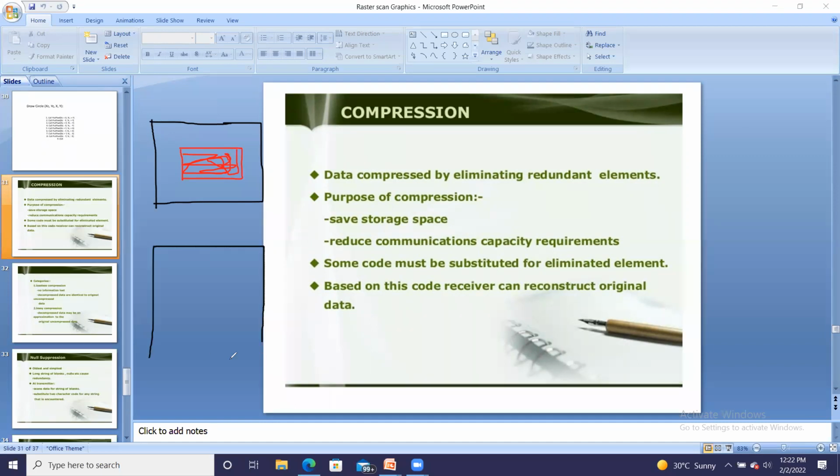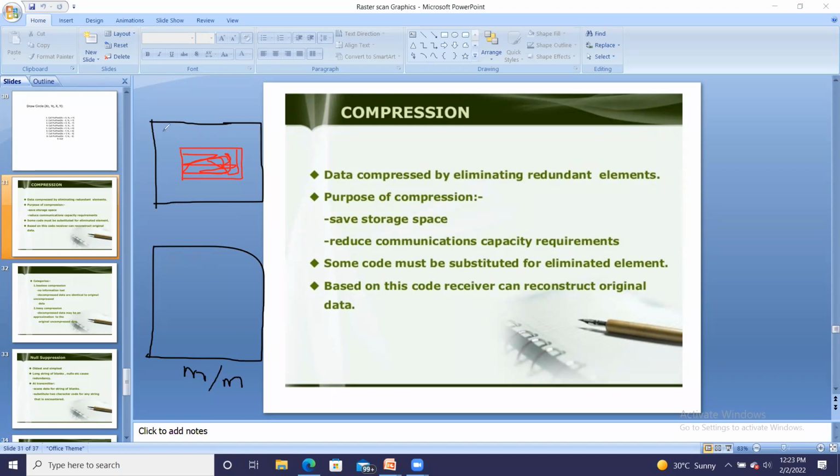Whatever I want to display, the whole data is stored in the memory. So this is your computer's memory, in which you are going to store the information about this picture. We are learning raster scan graphics, right? The name of the chapter is raster scan. So here we are going to use raster scan graphics methods to store this data. That is, if I want to store the rectangle, then I have to store it in a raster way. What is the meaning of raster way? Raster is nothing but pixel by pixel information.